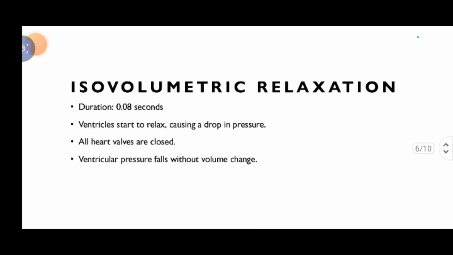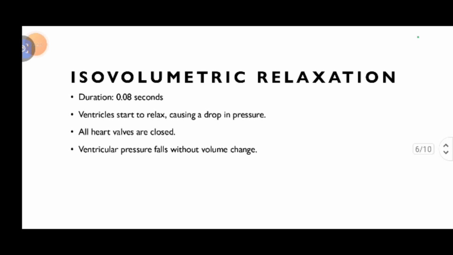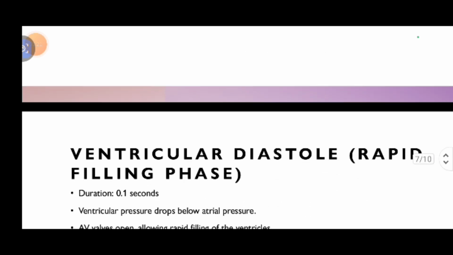Isovolumetric relaxation, duration 0.08 seconds. The ventricles start to relax, causing a drop in pressure. All heart valves are closed. Ventricular pressure falls without volume change.